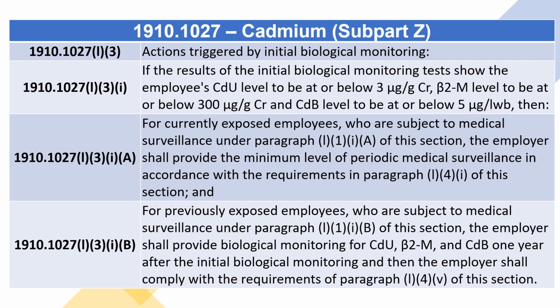1910.1027(l)(3) Actions triggered by initial biological monitoring. (l)(3)(i) If the results of the initial biological monitoring tests show the employee's CdU level to be at or below 3 µg/g Cr, Beta-2-M level to be at or below 300 µg/g Cr, and CdB level to be at or below 5 µg/LWB, then: (A) for currently exposed employees who are subject to medical surveillance under paragraph (l)(1)(i)(A) of this section, the employer shall provide the minimum level of periodic medical surveillance in accordance with the requirements in paragraph (l)(4)(i) of this section; and (B) for previously exposed employees who are subject to medical surveillance under paragraph (l)(1)(i)(B) of this section, the employer shall provide biological monitoring for CdU, Beta-2-M, and CdB 1 year after the initial biological monitoring, and then the employer shall comply with the requirements of paragraph (l)(4)(v) of this section.